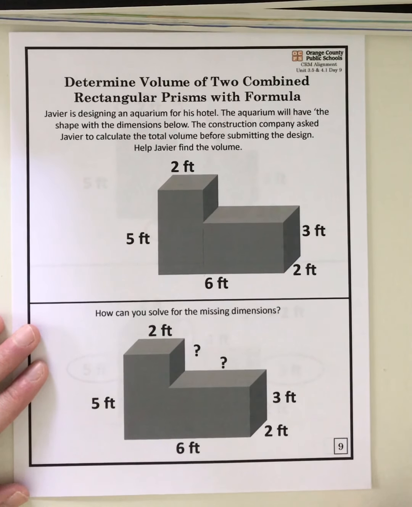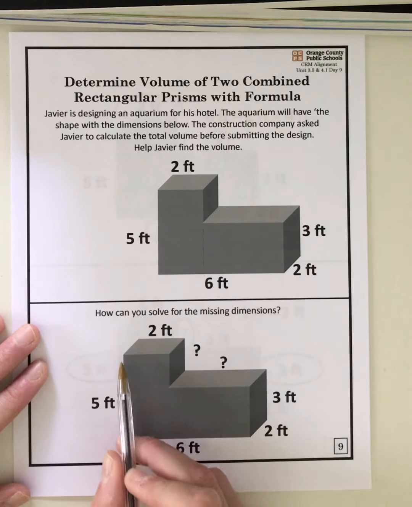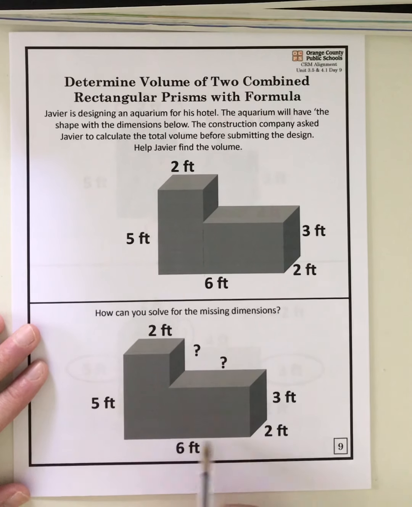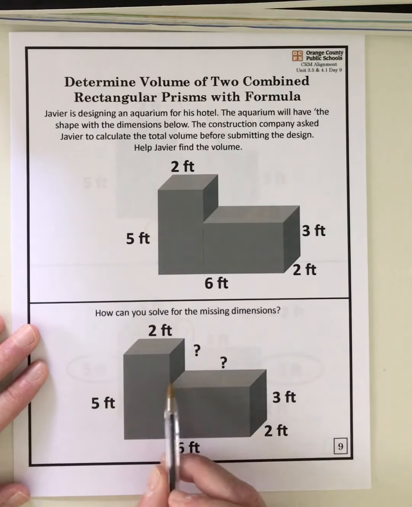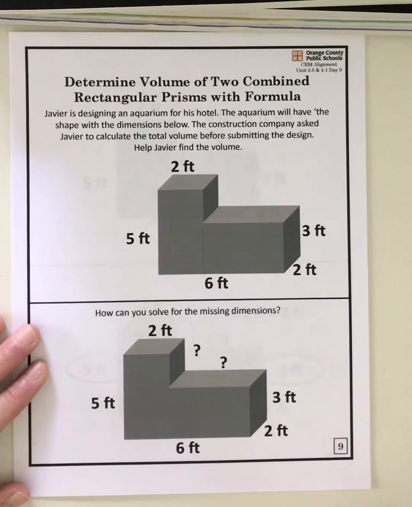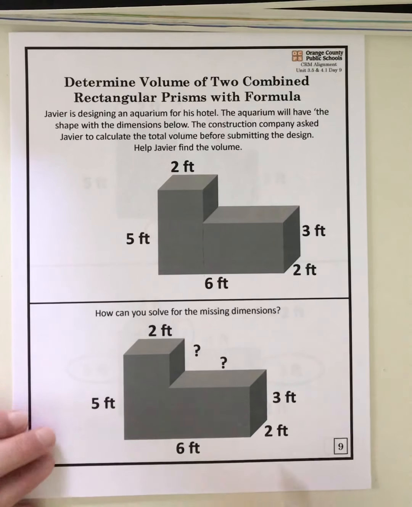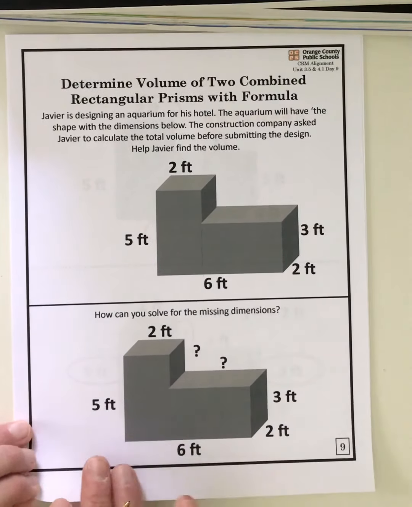In a rectangle, we know that opposite sides are equal. So if this side is 3, this opposite side is 3. As well as if this side is 2, this opposite side is 2 as well. That's one thing that's going to help us. We also see that these dimensions are for the whole entire length. So this whole length is 6. We want to know what the smaller piece is.